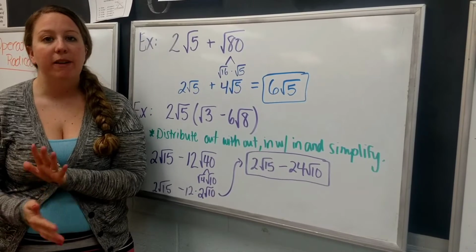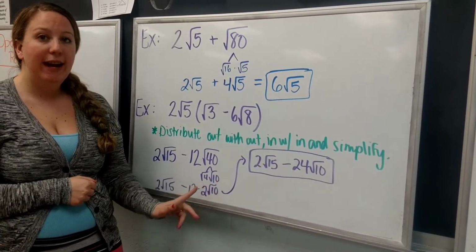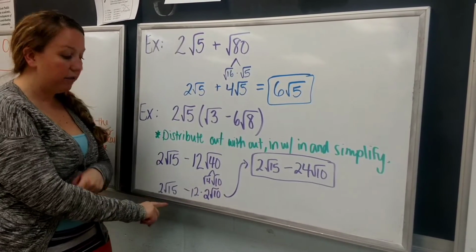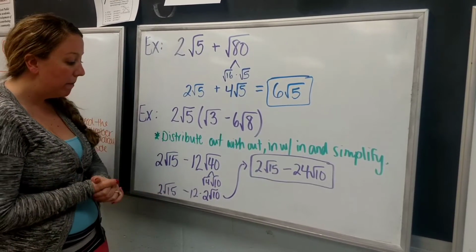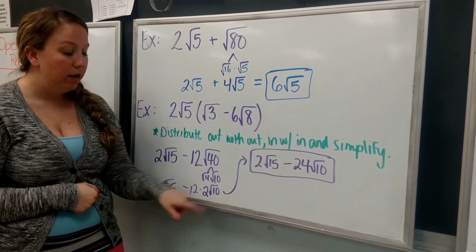And then you want to simplify. You always want to simplify. So 40 can be broken up into 4 and 10. Since 4 is your perfect square, that's a 2. So my 2 radical 15 stays because 15 is already in simplest form. It can't be simplified anymore. Minus 12 times 2, coming from your square root of 4, radical 10.